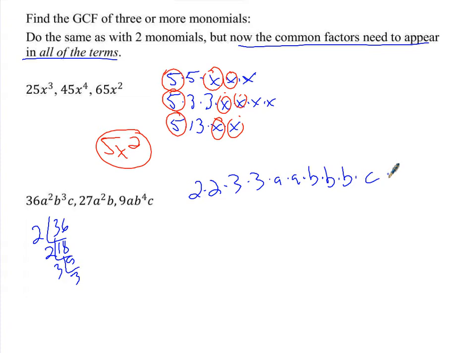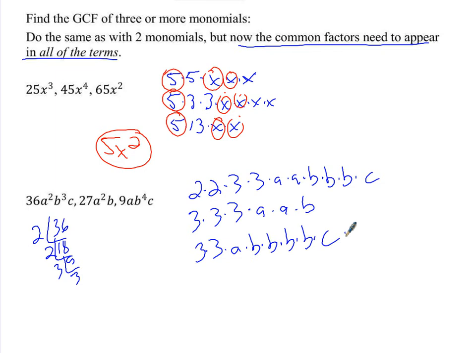27 turns into what? 3 times 3 times 3, good, times a times b, and that's it. And 9 will turn into what? Good. The hard part is always the numbers, so take care on those, and you should be okay with the rest.